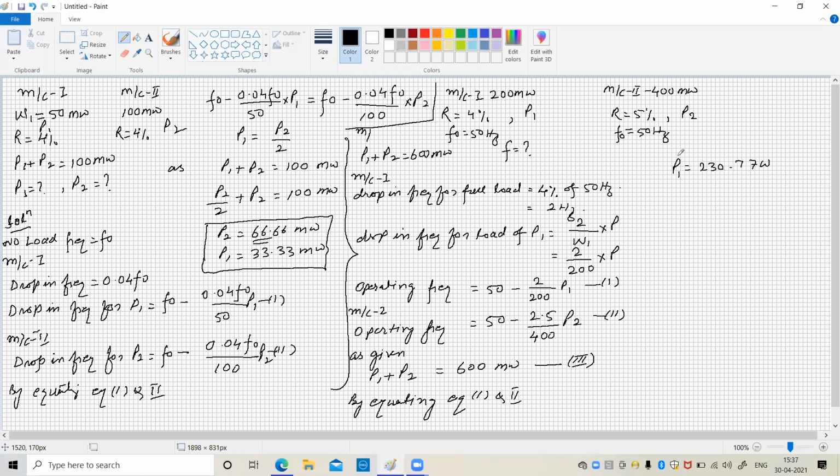P1 is equal to 230.77 megawatt, and this capacity is W1, whereas the load P2, shared by the second alternator, is equal to 369.23 megawatt. And the common frequency F, by putting the value of P1 here, or you can put P2 over here, we can calculate the operating frequency. This is the operating frequency. So it is 47.69.